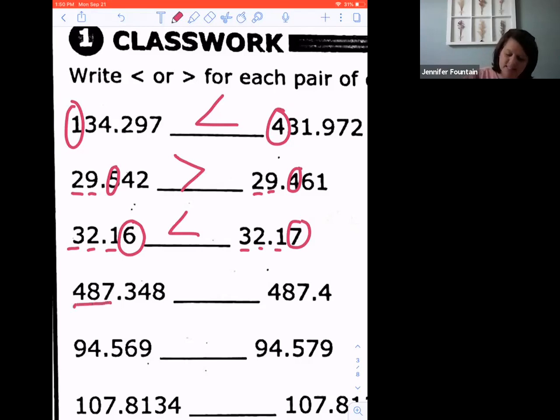I have 487 here, 487 here. After the decimal, I have a 3 here and a 4 here. So I know the first one is less than the second one.